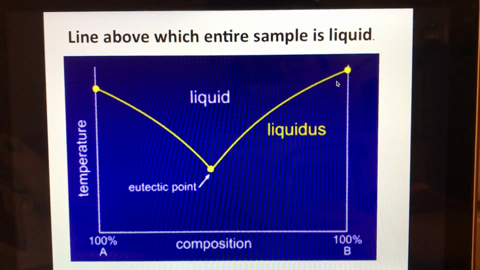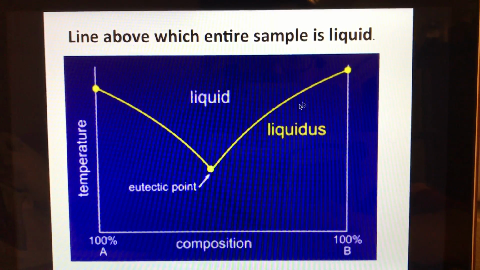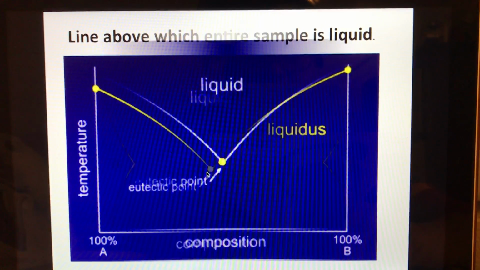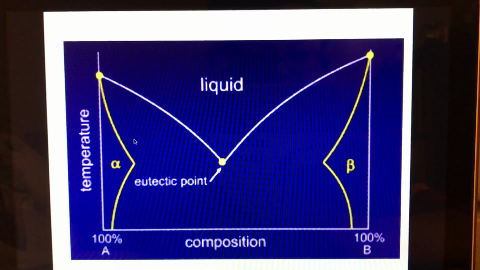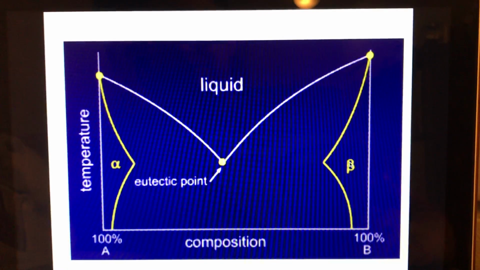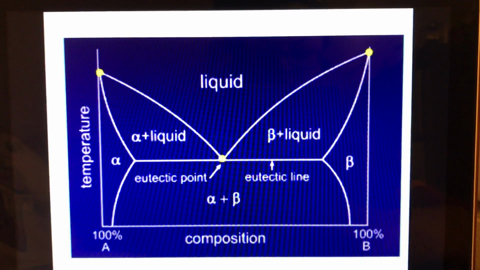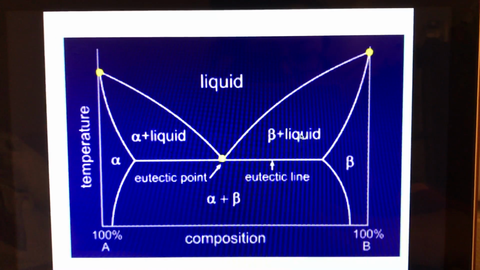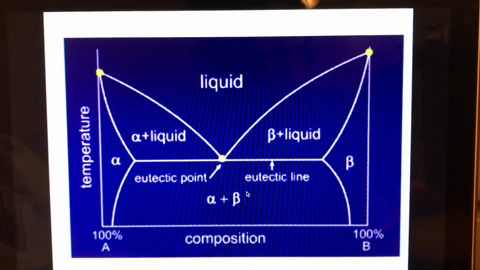So the line above which the entire sample is liquid is termed the liquidus line. And here's our eutectic point again. And here we drew in our alpha, which represents solid compound A, and our beta represents solid compound B. And here we drew in alpha plus liquid and beta plus liquid, and here we have this pure solid below the eutectic line.